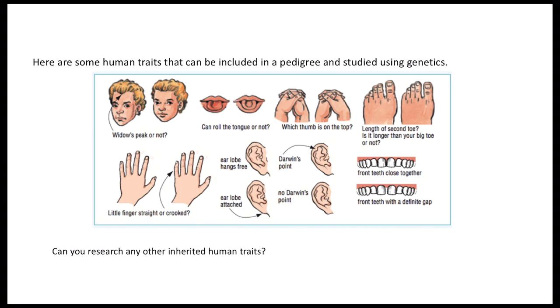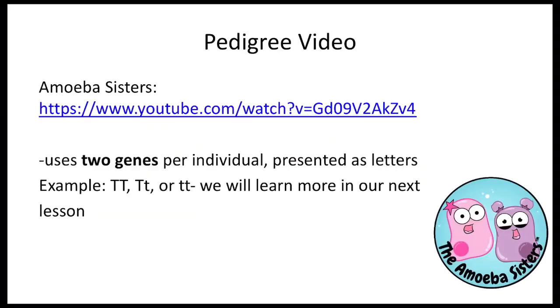What I would like you to do now is take a moment and see if you can come up with your own traits that can be passed down the family line. In addition to that, I would also like you to research some other inherited human traits and write these in your notes. Our last thing for this video is essentially to watch through the Amoeba Sisters video, which I have linked here, as well as in the schedule on our Teams page. Take a peek at that, and then this is the end of section 1.2.